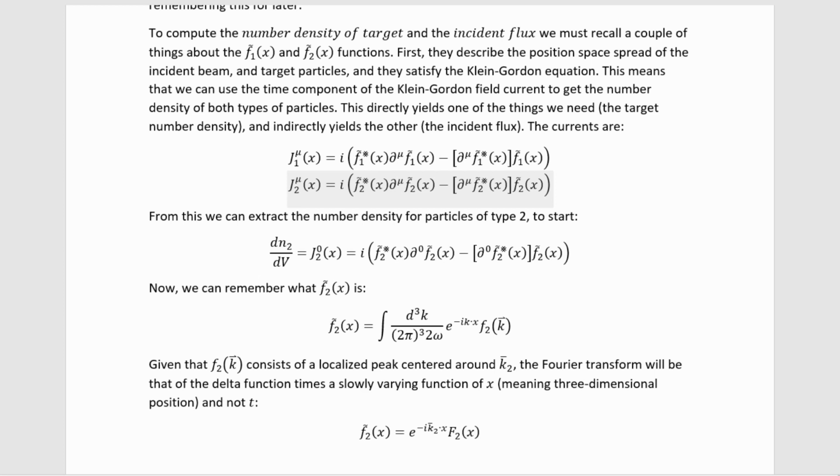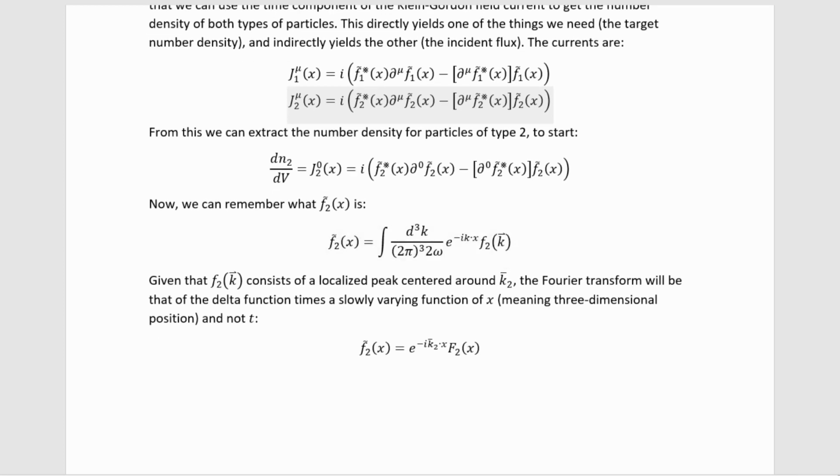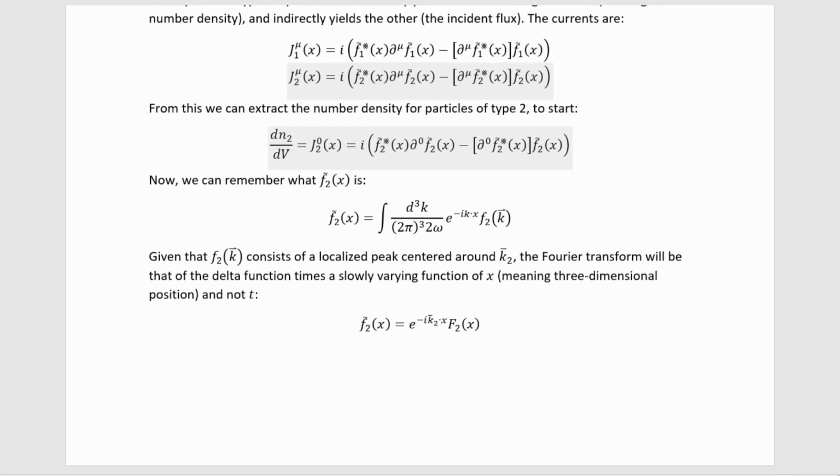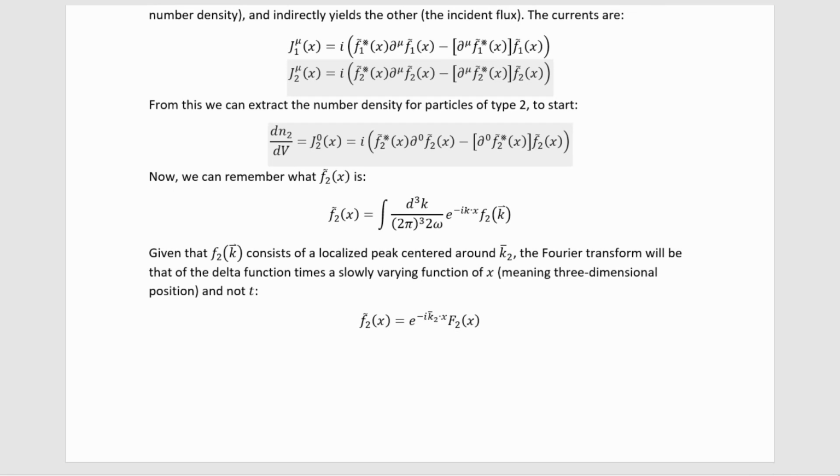We're going to deal with the particles of type 2 first, so the ones that we just need the number density for. Then we'll deal with the number density of particles of type 1, and we'll multiply it by the velocity to get the flux, as per the formula I gave at the beginning. Taking the time component gives us this formula for the number density that we need. Now we can remember that f of x is given by this quantity.